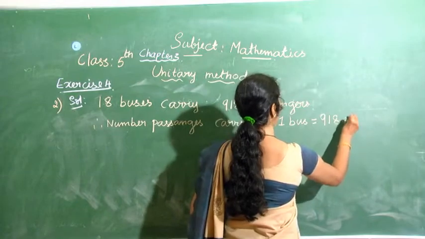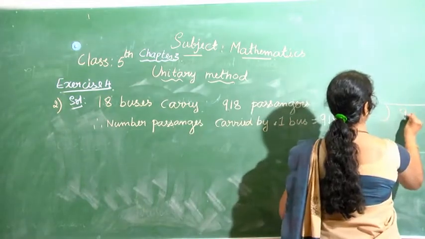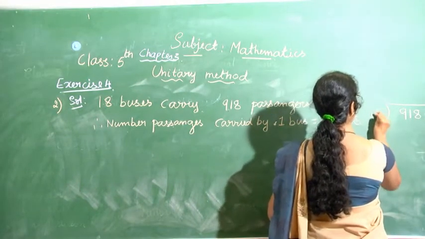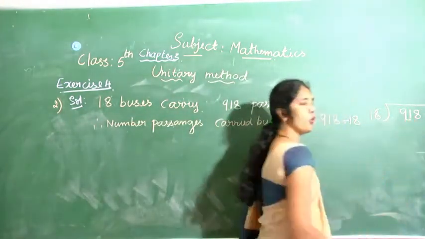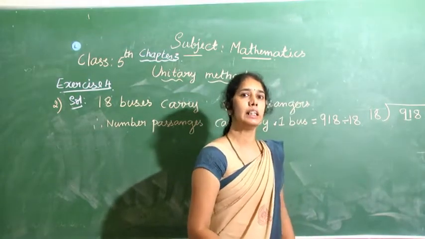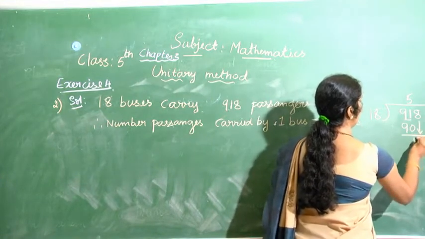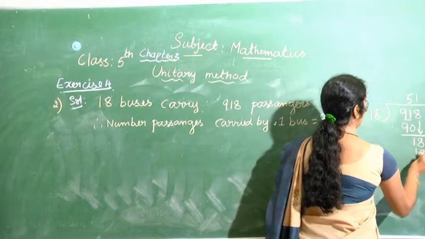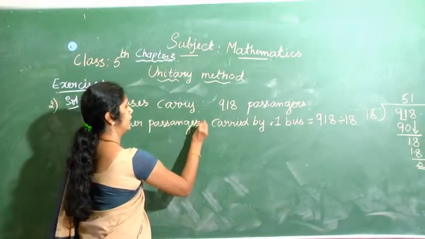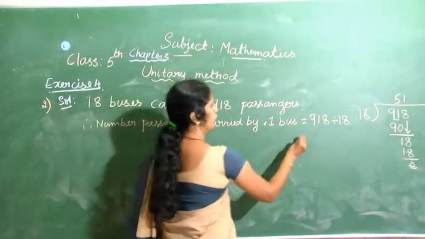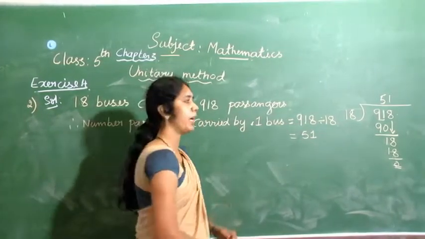918 divided by 18. First we take 2 digits. 18 how much are? 18 fives are 90. Take this 1 and bring down the 8. 18 ones are 18. So what will we get? The number of passengers carried by one bus is equal to 51. Okay, one bus can carry 51 passengers.